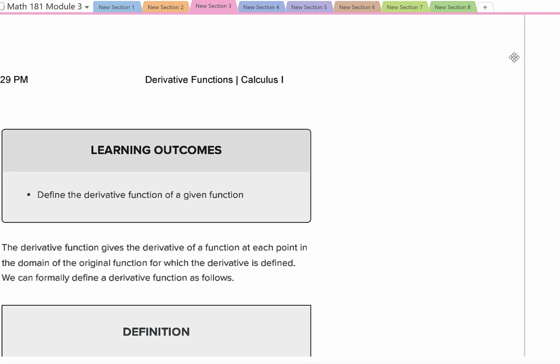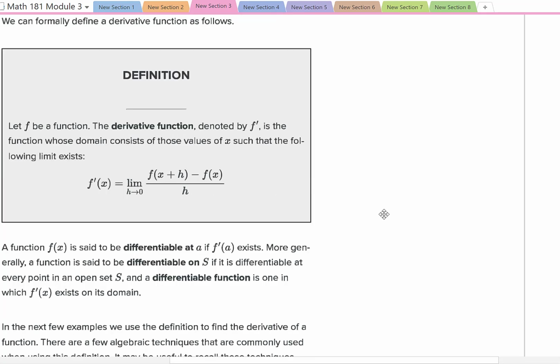Hello, for this lesson we're going to talk about derivatives of functions. So we saw derivatives at a point, now we're going to talk about derivatives of the function. So that's our big goal here, to define the derivative function of a given function. Instead of this, it's that difference quotient you've seen before, but instead of a point a, f of a plus h minus f of a all over h, now it's f of x plus h minus f of x all over h.